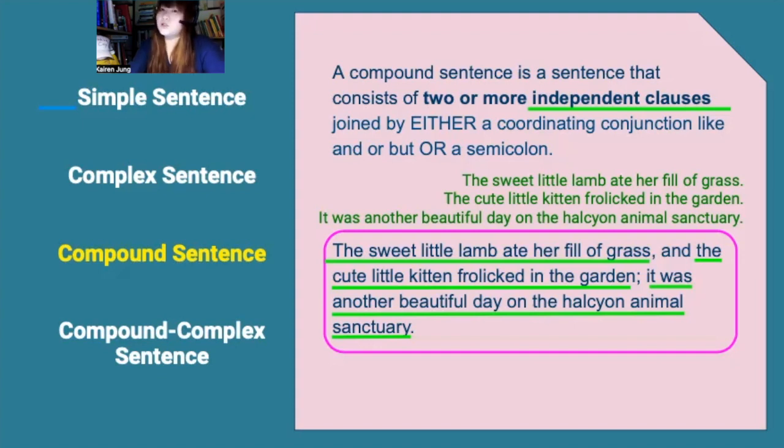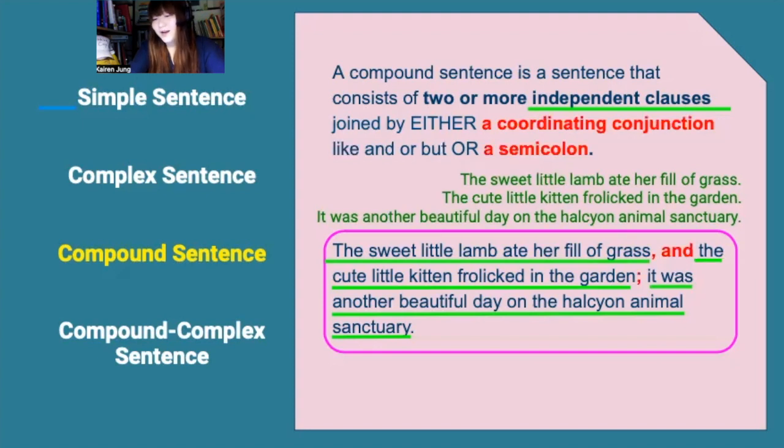And how are they joined into one lovely sentence? That's right, we have the coordinating conjunction "and," as well as the semicolon, acting like mortar between bricks to cement these 3 independent clauses into one wonderful, pretty little compound sentence.